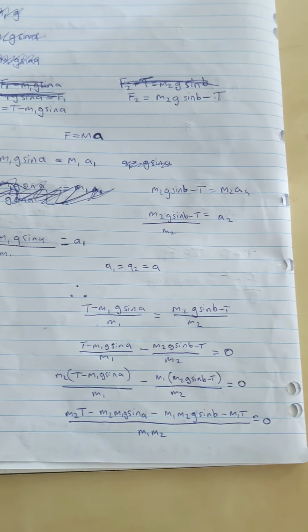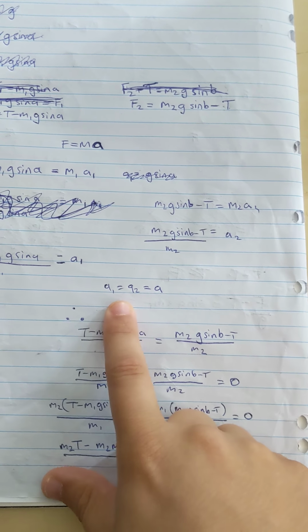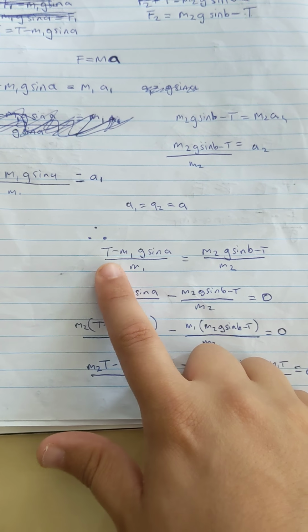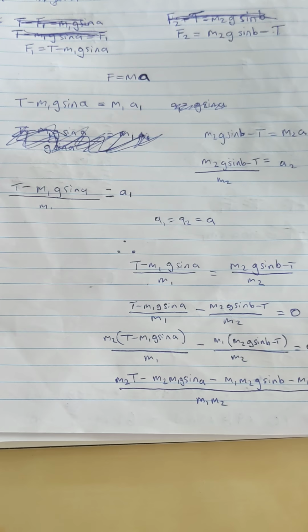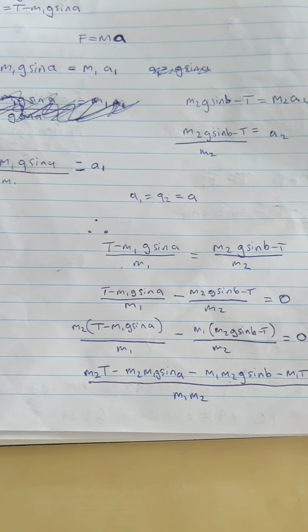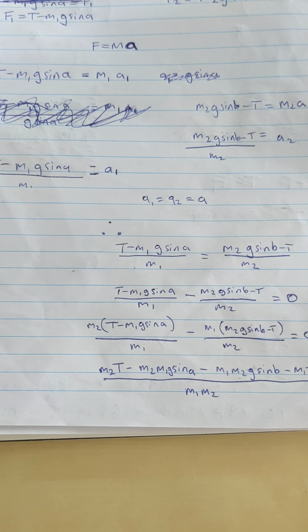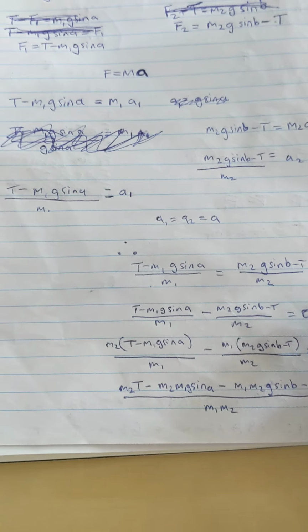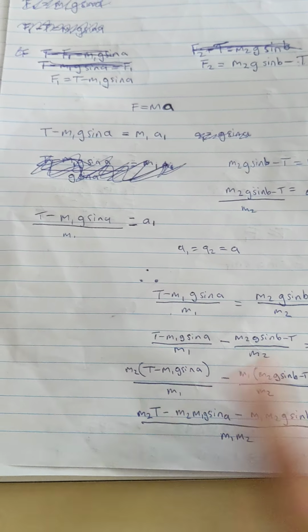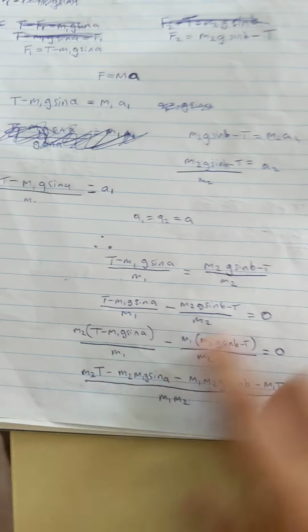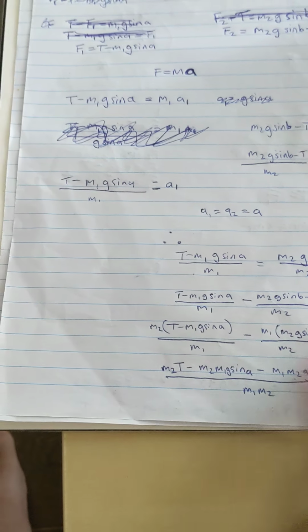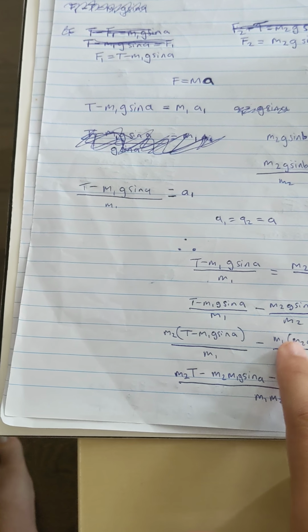What we also know, because they're connected by a rope, is acceleration 1 equals acceleration 2, which just equals acceleration. Therefore, we've got this simultaneous equation. You can see there tension minus mass 1 gravity sine alpha over m1. I won't read out the whole equation, but you can see that they equal the same. If we make them equal 0, so we subtract one side from the other, we can then start solving for T. We use our equation and start solving it, pulling out common factors.